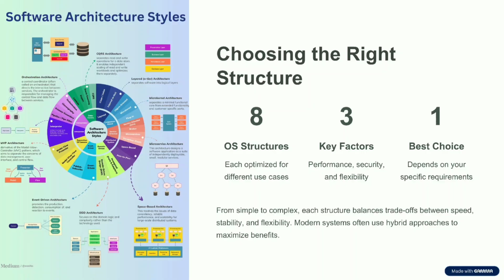Finally, the image explains how to choose the right structure. There are 8 different OS structures. We consider 3 key factors: performance, security, and flexibility. The best choice depends on requirements. Modern systems usually use hybrid approaches to get the best results.